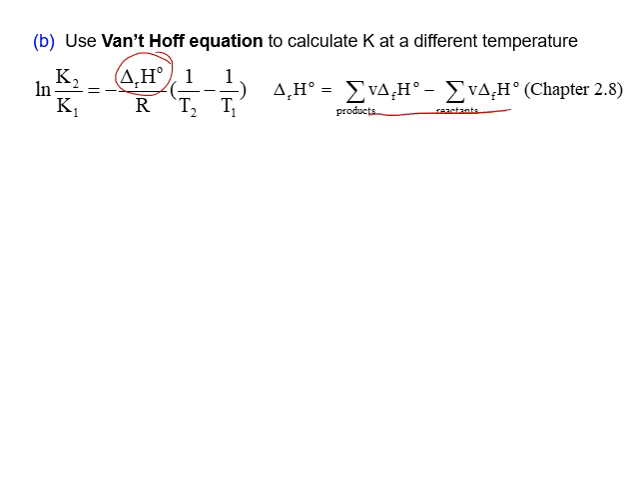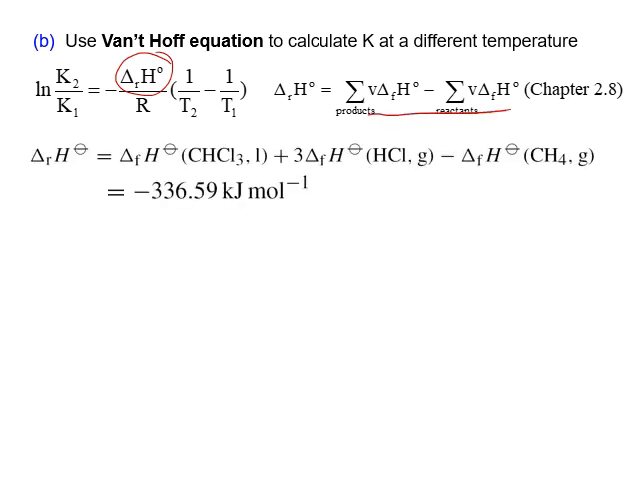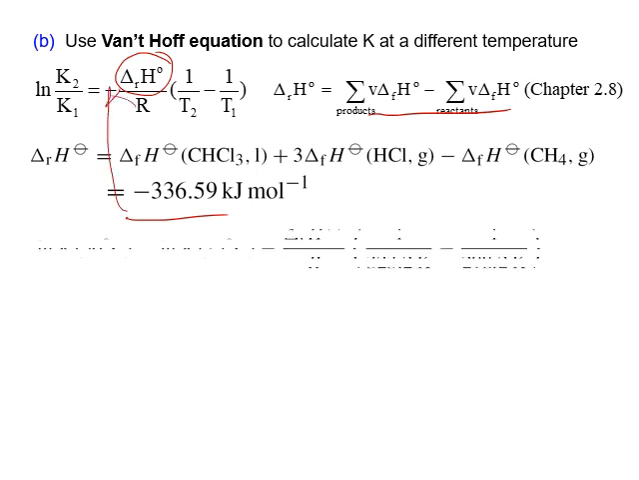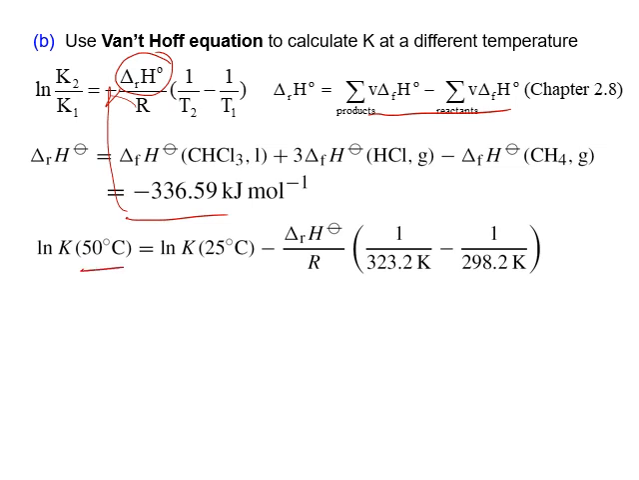Using the formation enthalpy of products minus reactants, the answer is negative 336.59 kilojoules per mole. Note that this is negative, meaning it's an exothermic reaction. And then plug into this equation, and we can calculate K2. K2 in this equation we label as 50 degrees. So this is K at 25 degrees, this is K1, and this is K2.